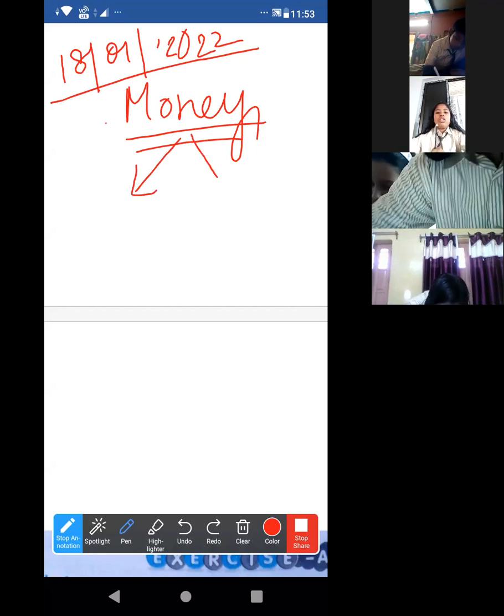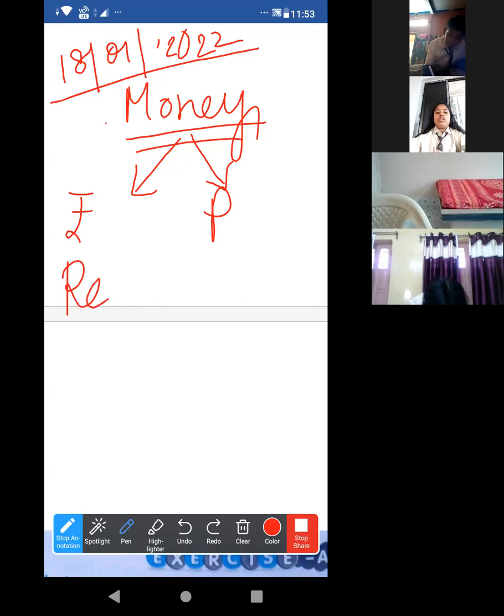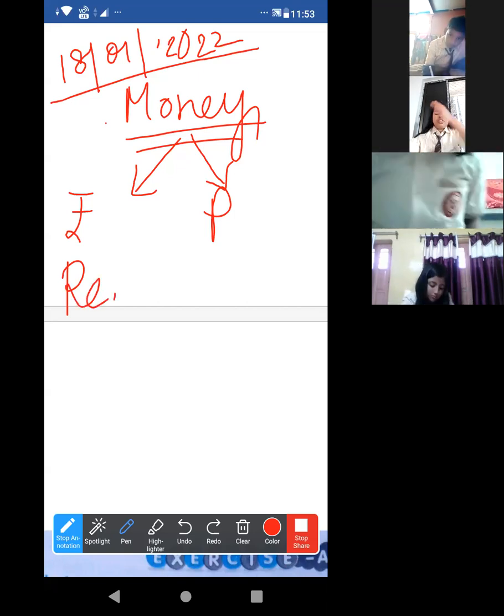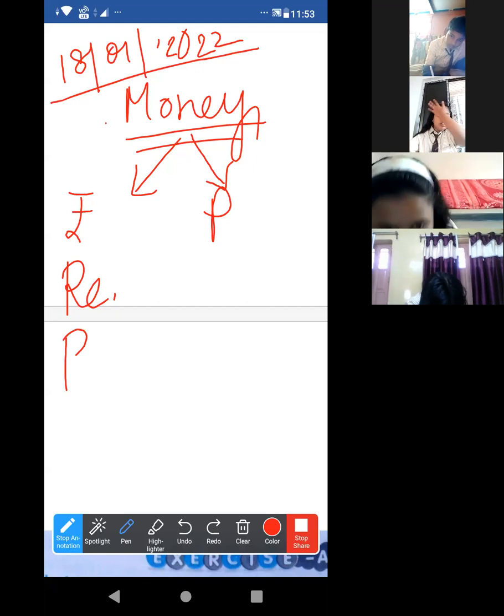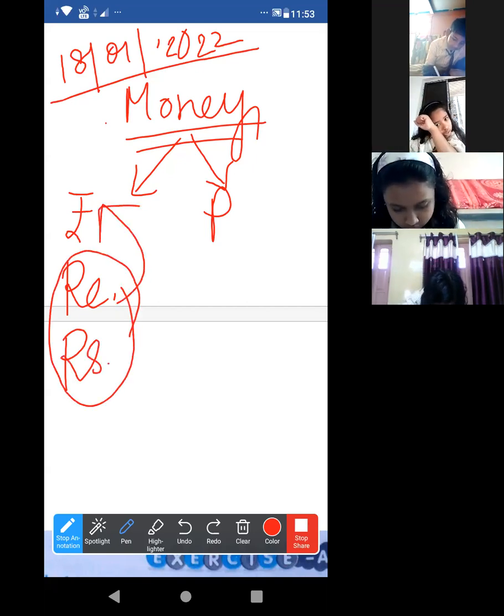Basically, money we can denote either by rupee or by paise. For 1 rupee, a single thing, we can write Re. And for 5 rupees, when it is plural, then Rs. But in both cases, we can use this rupee sign, okay?